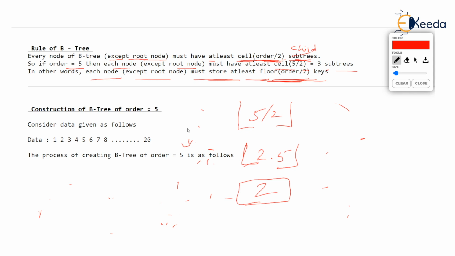Okay, we have seen enough in this topic, and when we join in the next video, we are going to see construction of a B tree of order 5, as you see in the next topic written down below there.